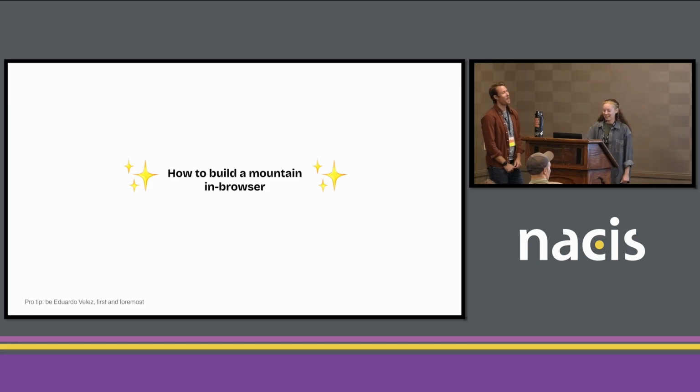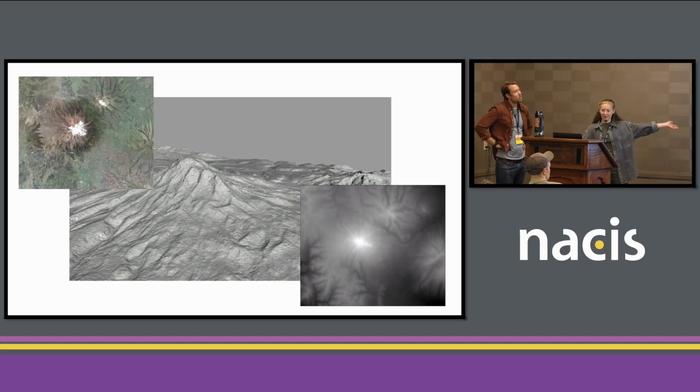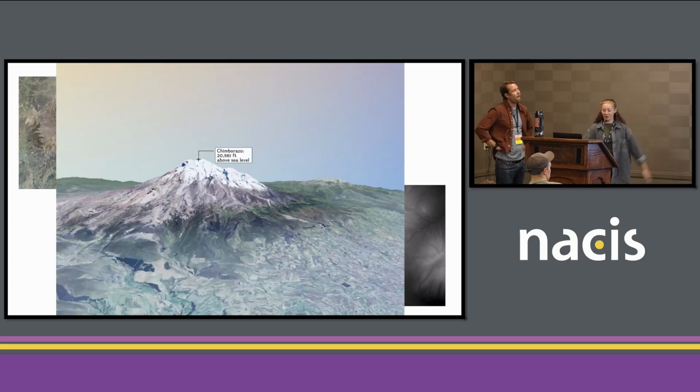It was great. So we're going to do a little bit of a high-level overview of how to build a mountain in browser. I'll caveat this by saying we have a primary engineer. He is the one who did most of the work on that, so if you have highly technical questions, we can forward them to him later. That's not my specific area of expertise. But we have the DEM that loads in browser. This is the DEM. It gets a very beautiful imagery draped over it.